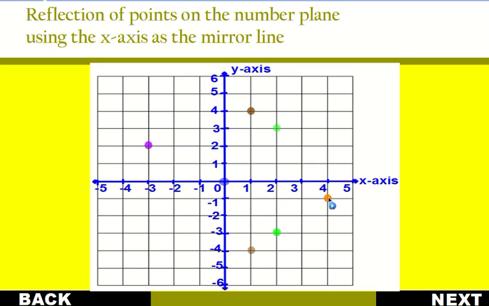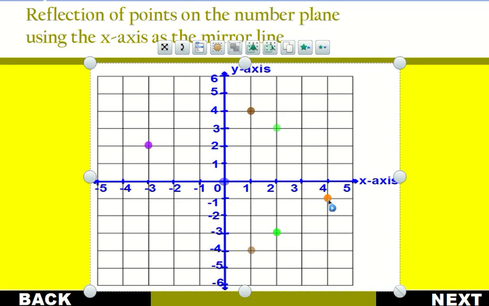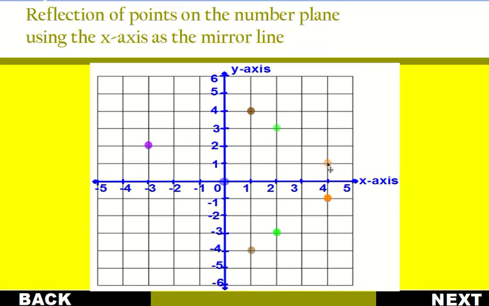We also have another point here. When it is being reflected on this x-axis, where will the image point be located? So with this point, when it is being reflected, see the image point is located here, just 1 unit away from the mirror line. We also have another point here.